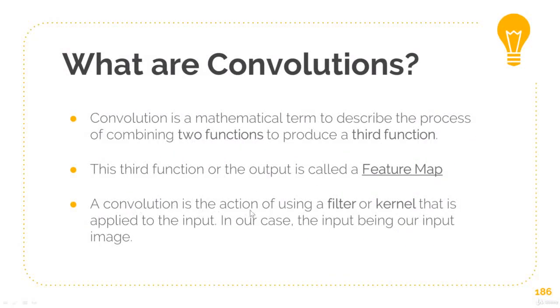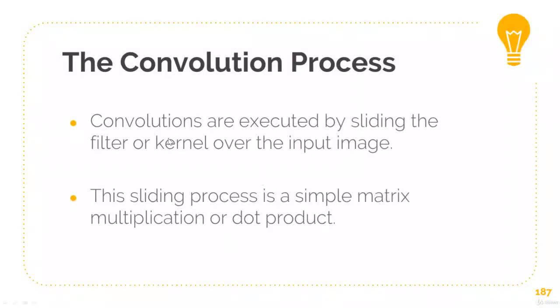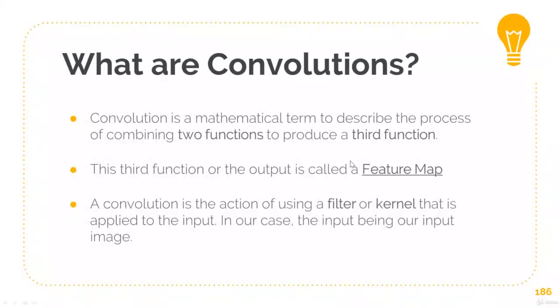So convolution is the action of using a filter or kernel. We use both interchangeably in this course and in research and theory. So it's applied to the input, and in our case, the input being our input image. And this is basically the convolutional process. Let me just go back to this slide here. I just want to reiterate that in our case, the input is applied to a function called the filter or kernel, and that produces a feature map.